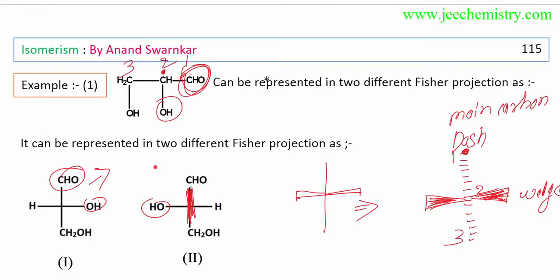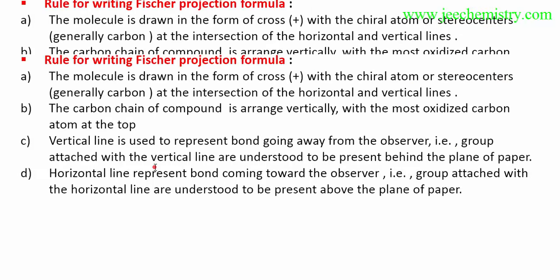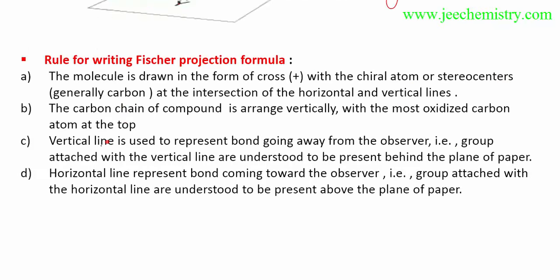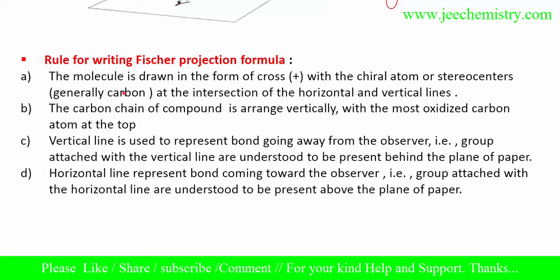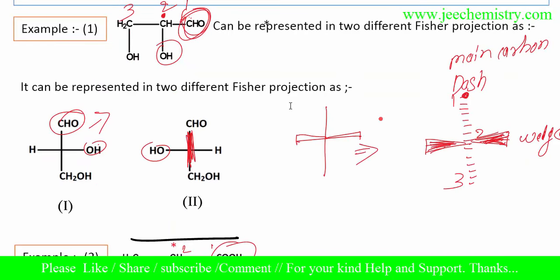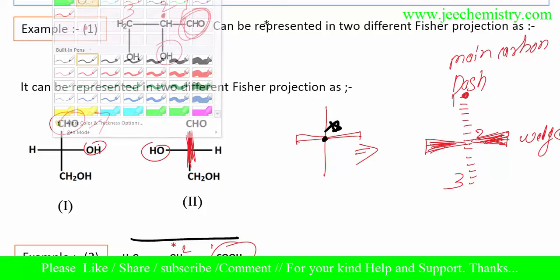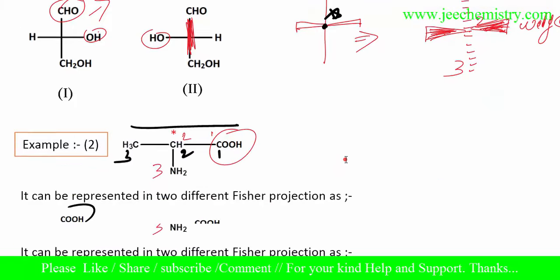All the points whatever I have said, I have written in this statement. The vertical line is used to represent the bond going away from the observer, and the horizontal line represents the bond coming towards the observer. The molecule is drawn in the form of a cross line with the chiral atom, the stereocenter, at the intersection of the horizontal and vertical lines. I have already explained. The intersection point of the vertical and horizontal lines is a chiral center. So this needs to be remembered.